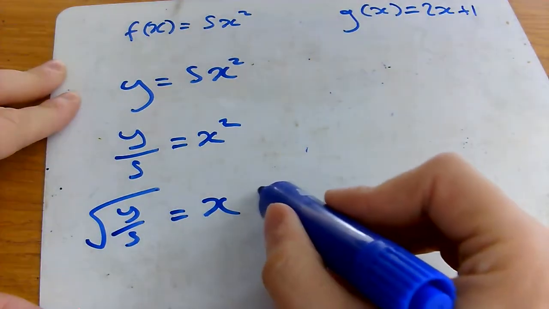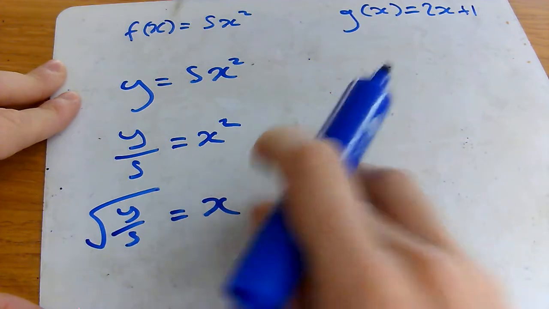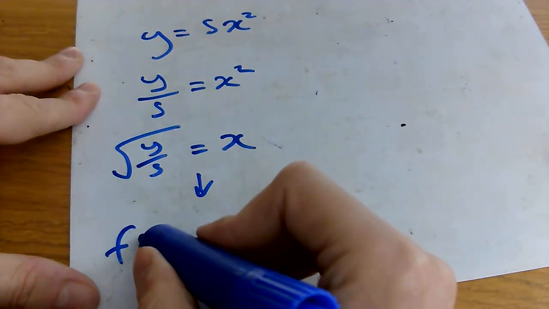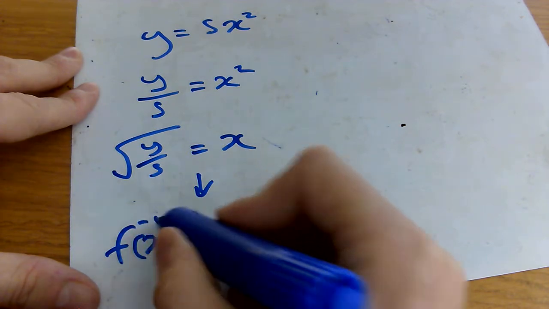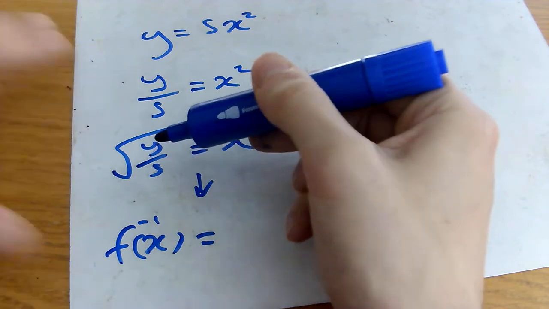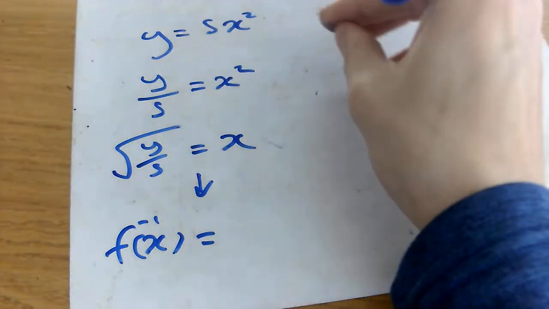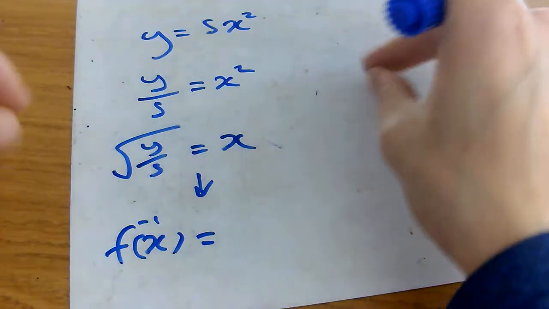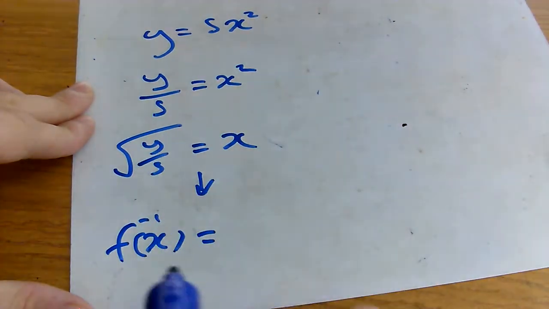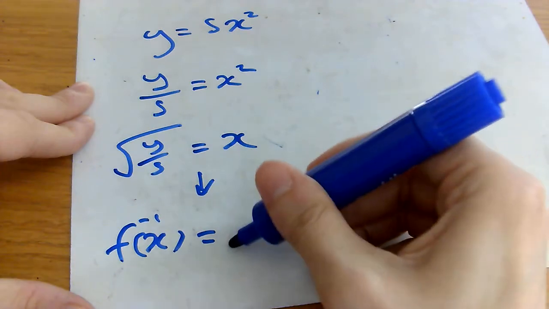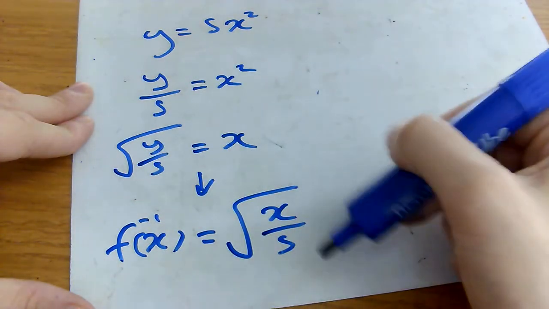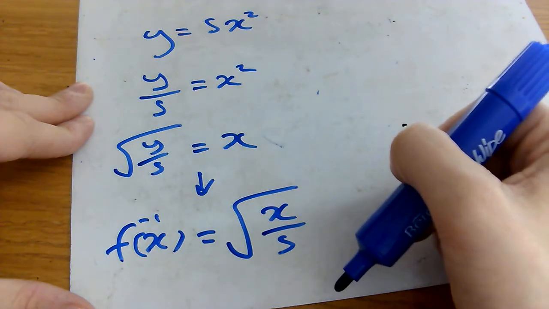But we write this, actually I'll do it under here, we write this as f to the minus 1 of x, and this is our function expression, but we're going to use x to write. Remember, the y was just there as a placeholder that we use to do the rearrangement and find the rearranged formula, but we don't actually want to use y, we're going to use x for our function. So we write this. So it becomes square root of x over 5.